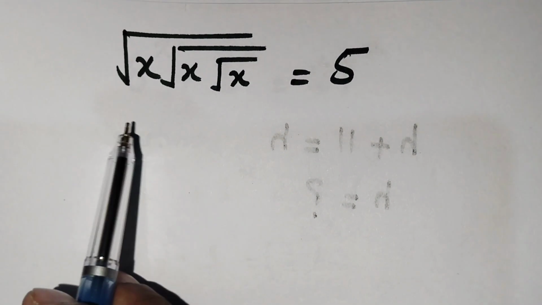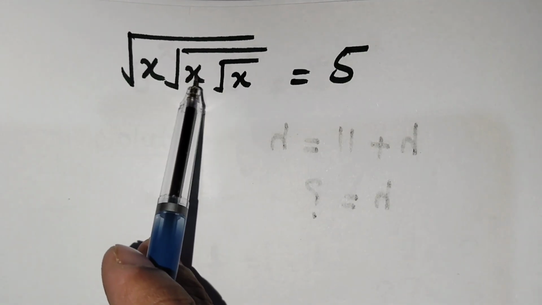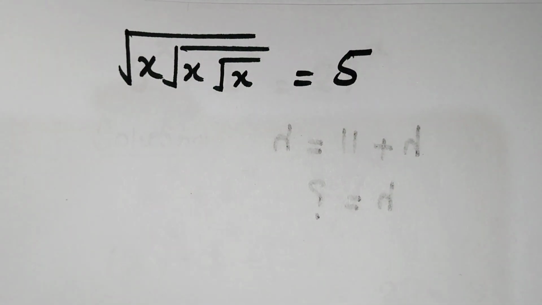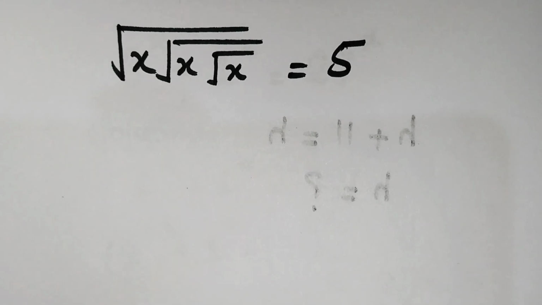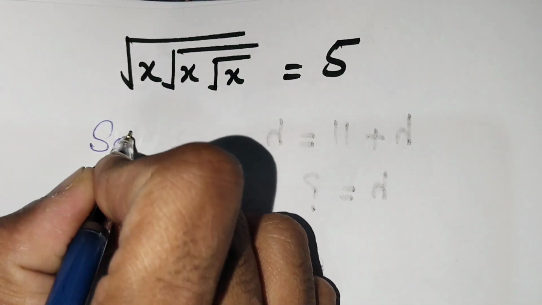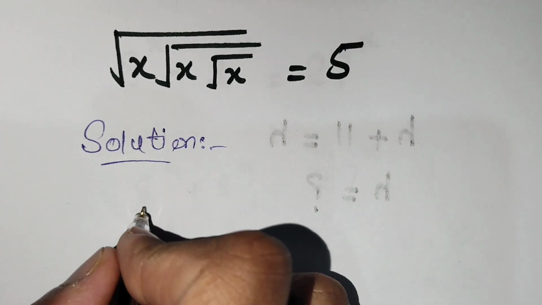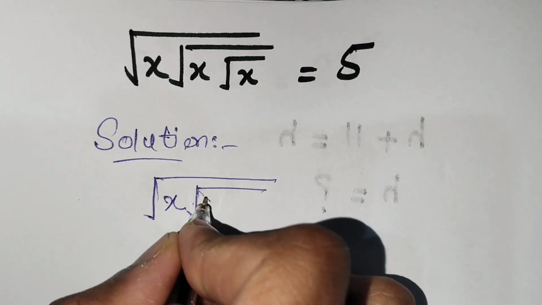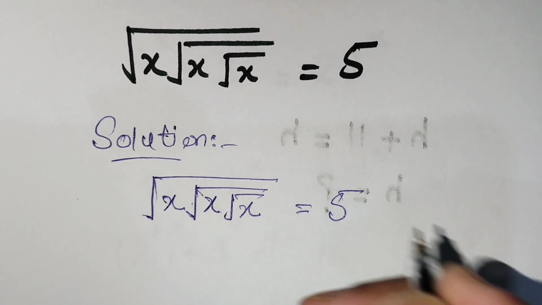This video will solve square root of x times square root of x times square root of x is equal to 5. We have to find the value of x, so we'll start the solution of this question. We are given square root of x times square root of x times square root of x is equal to 5.